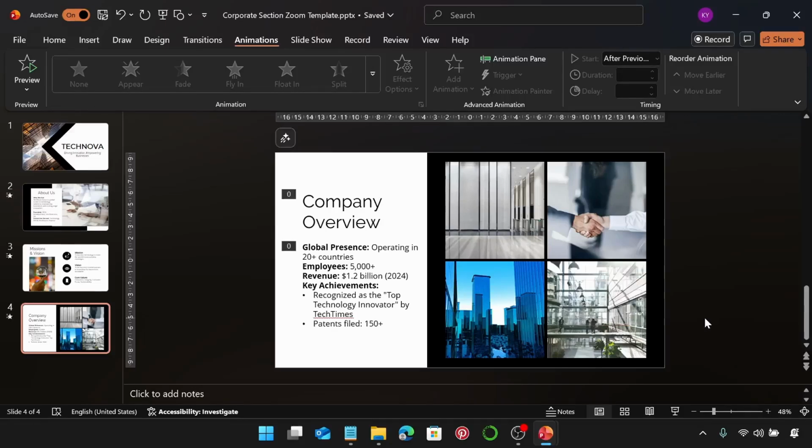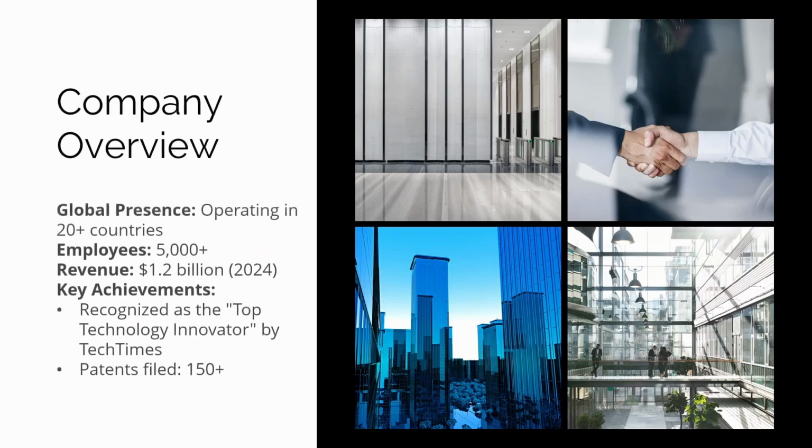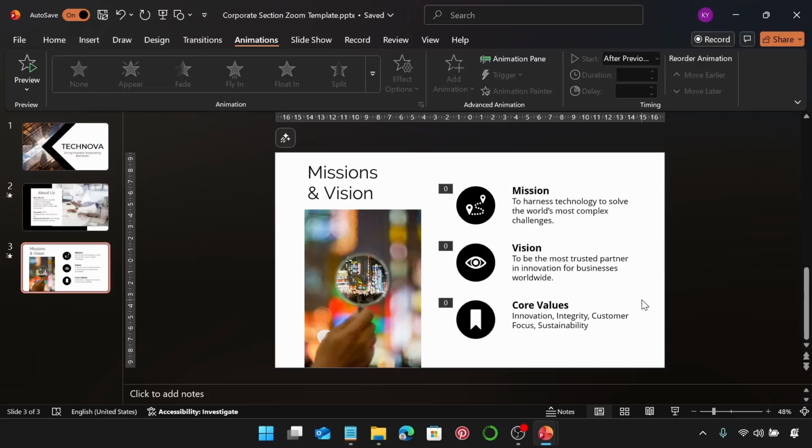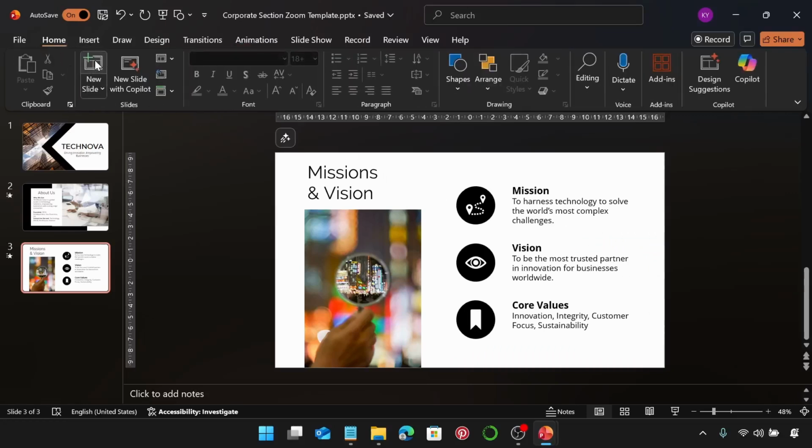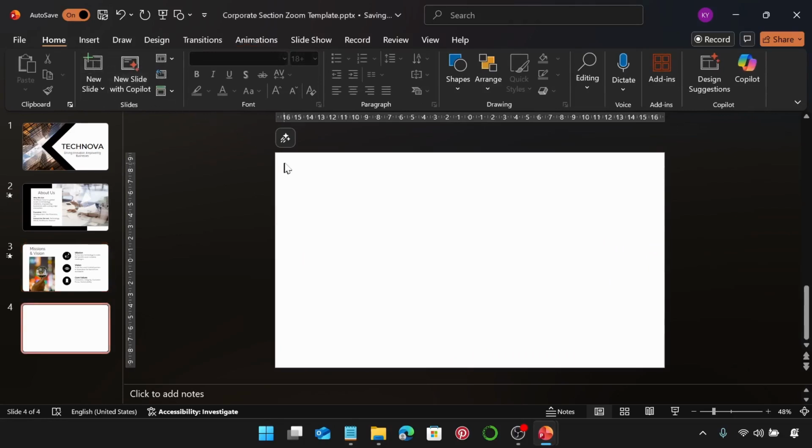This is part 4 of a video series where we create a corporate section zoom template in PowerPoint. This is the company overview slide, which is slide number 4. Let's create a new slide. So go over to Home and we're going to create a new blank slide.